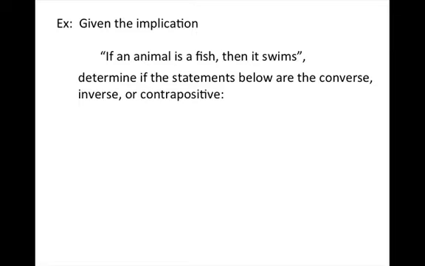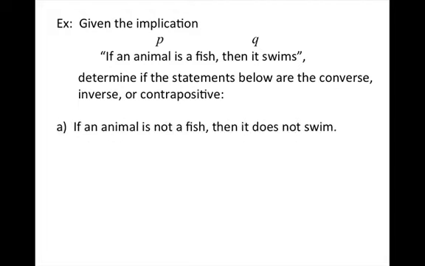Let's look at some examples of the implication, and specifically with its converse, inverse, and contrapositive. So for example, if we have the implication, if an animal is a fish, then it swims. Remember, the part that comes after the if is usually our P, and the part that comes after the then is our Q. So our P is an animal is a fish, and our Q is it swims.